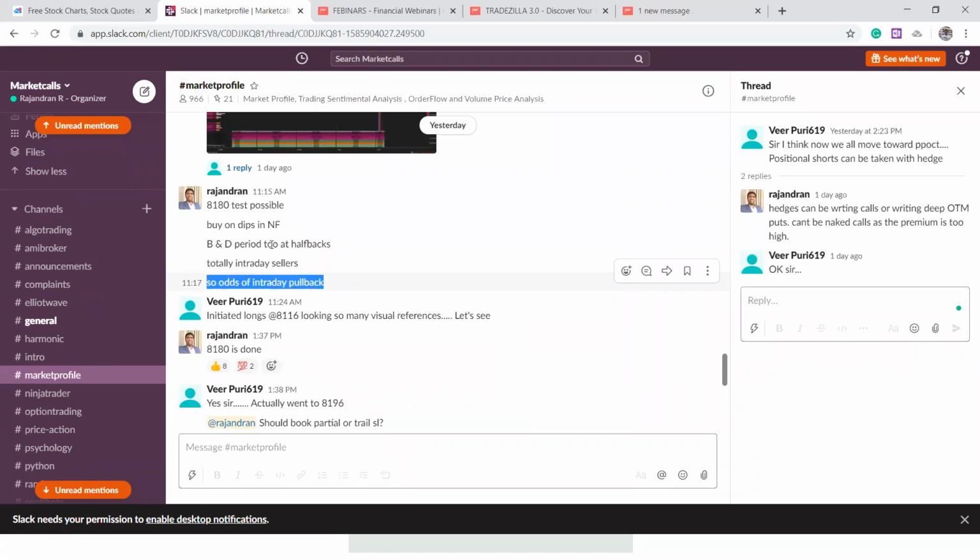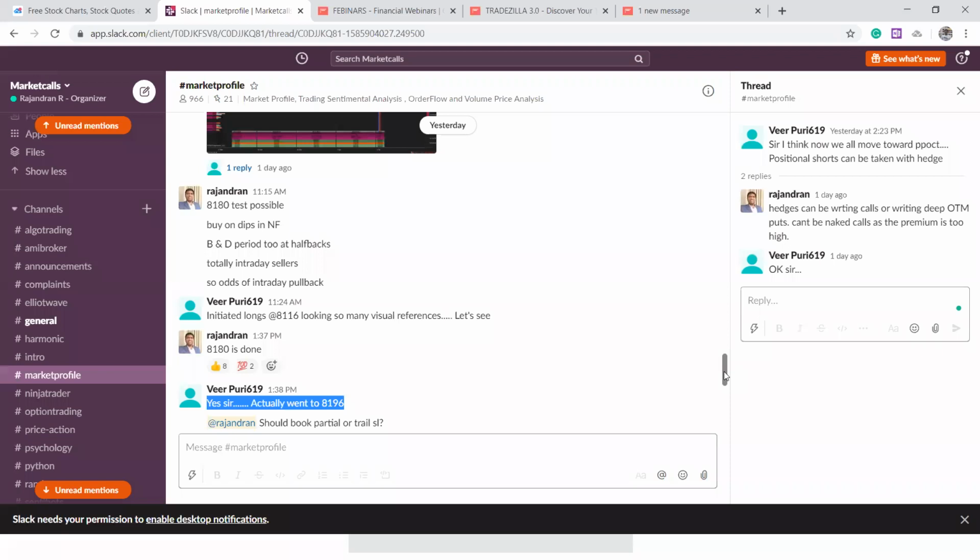So I posted this comment around 11:15, and around 1:37 I was doing an option hydra session where I was explaining this activity and why the price has to rise. By the time, the price also shot up and then it got cleared. People also asked, can I go long? It actually went to 8196. Should I book profits or trail the stop loss?